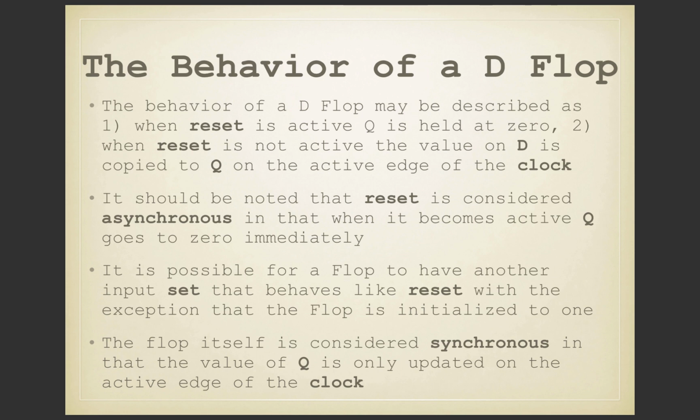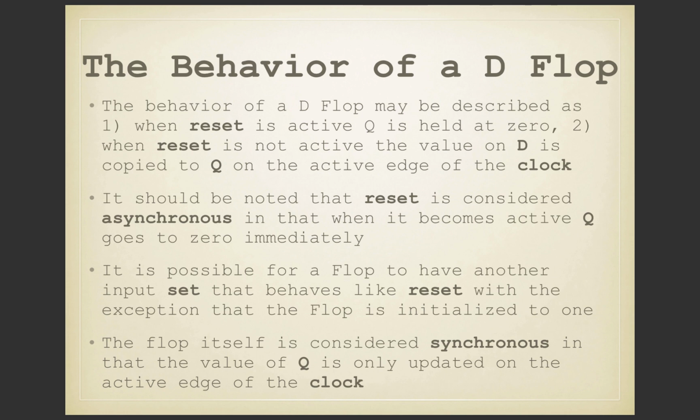The first thing to understand is the behavior of a D flip-flop. So when reset is active, Q is always a zero. It doesn't matter what's happening on the clock or on the data. We call this an asynchronous reset, meaning as soon as reset goes active, Q goes to zero. When the reset has gone inactive, then the flop becomes synchronous. And the behavior is stated that on the active edge of the clock, the value on D is copied to Q.